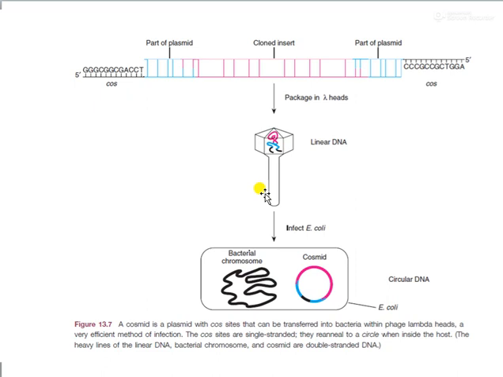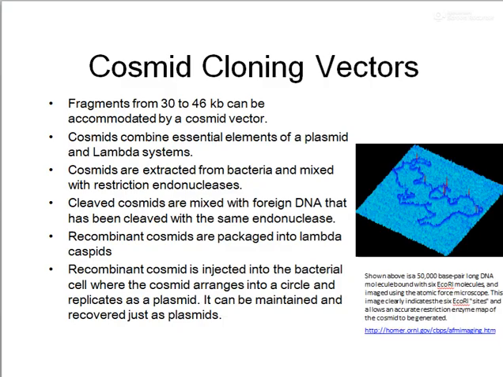You're making a phage infect the E. coli cell, and the cosmid vector is propagated in the host cell. So approximately 30 to 48 kb of foreign DNA can be incorporated into a cosmid vector. They contain both essential elements of a plasmid and lambda systems, and they are extracted from the bacteria after they have been infected into an E. coli cell. These cosmids are extracted from the bacteria and mixed with the restriction endonucleases.